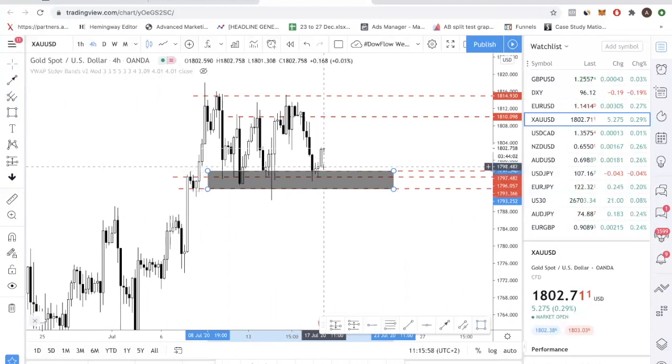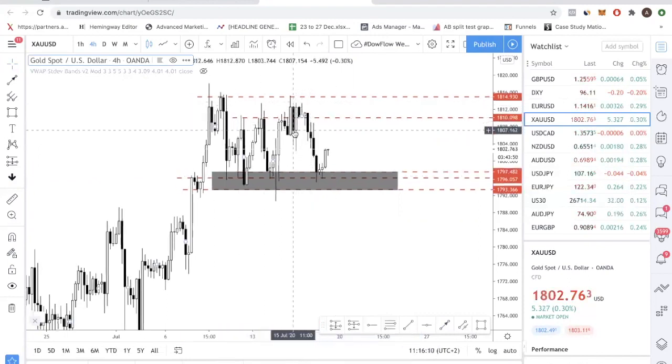But of course, if you want a tighter stop loss, you can always tighten the stop so that you get a better risk to reward ratio. Okay, so it's the same thing for the above. I would have entered somewhere on this candle.